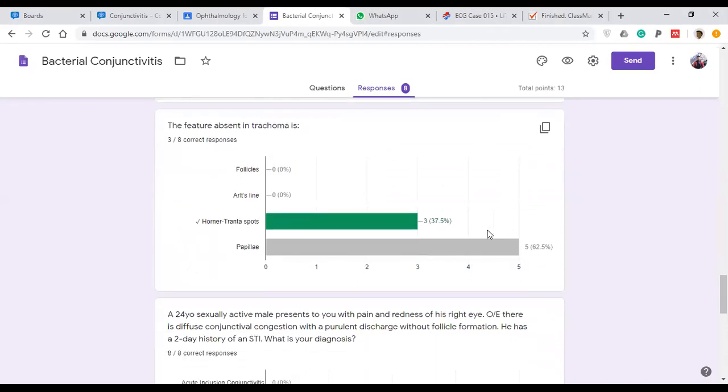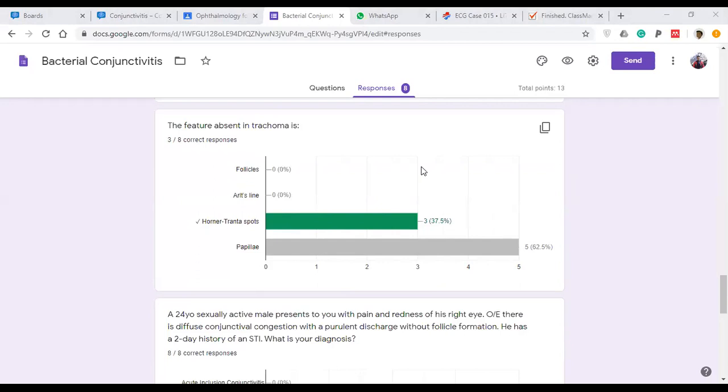Now papilla. I've been telling you for many days in these sessions that papilla are present in allergic conjunctivitis and all that. That is generally true. And from the examination point of view, it will be like that. You will not be asked about papilla in other scenarios other than allergic conjunctivitis. But papilla are present in trachoma. You have to remember this.